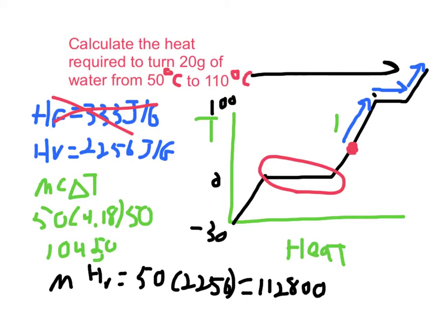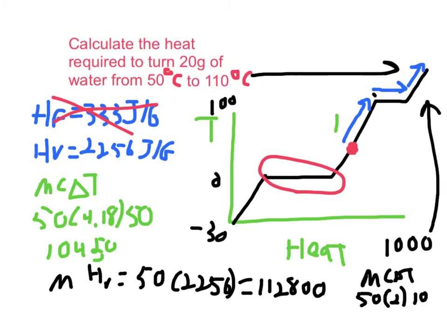Finally, you want to do the boiling point. There will be MC delta T again. So here your mass is 50. Specific heat for gas is 1.99, we'll just say 2. And then I'm going from 100 to 110, that's just 10 degrees. By figuring that all out, you get 1,000. That was step 3 right here.